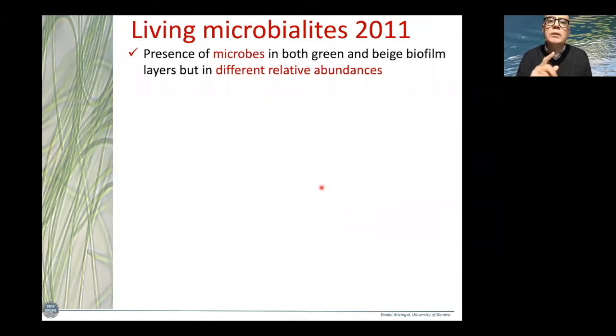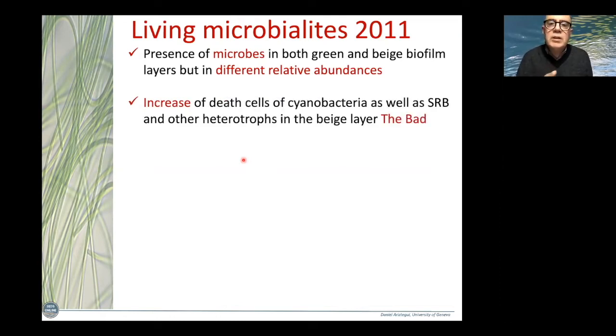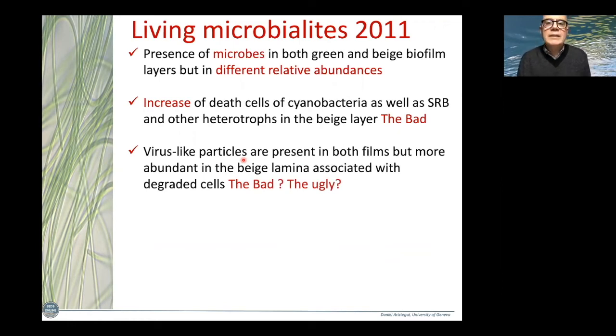Because at this time, we got that the presence of microbes in both green and beige layers, they are always there, but they are in different proportions. That is important, in different abundance. There is an increase of dead cells of cyanobacteria, as well as some other heterotrophs in the beige layer, and they are apparently the bad. These are the ones that are destroying precipitated, but at the same time destroying some of the things that are formed.